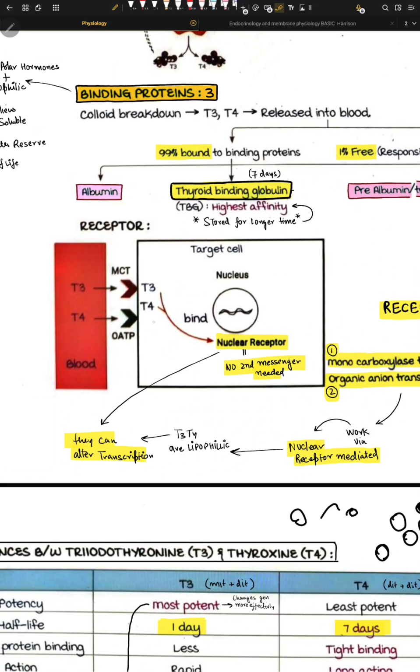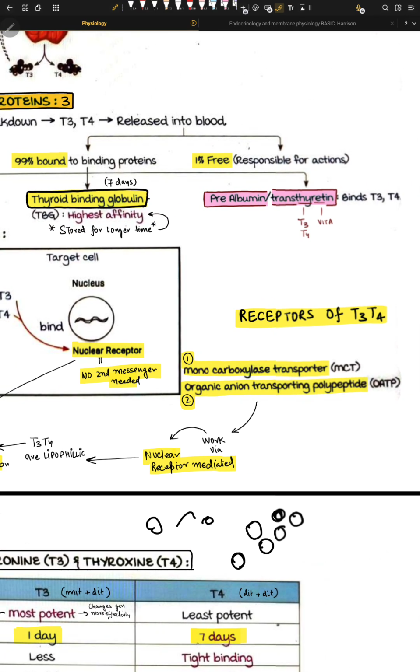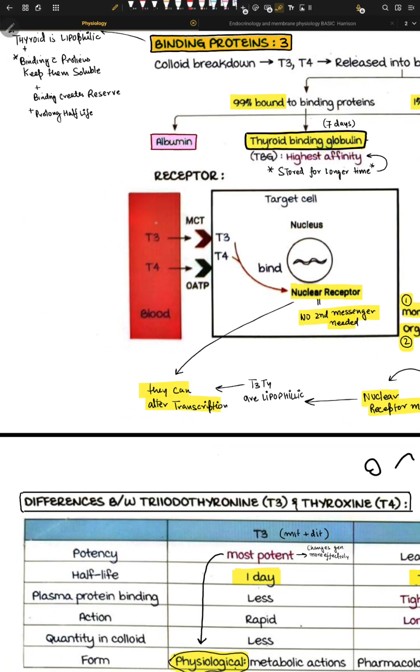Receptors: what happens is that this is blood. T3 and T4 are bound with these proteins. If they are bound, they will not react to the receptor. If they are in the free form, 1% is free and responsible for the action. So the 1% T3 and T4 is here.